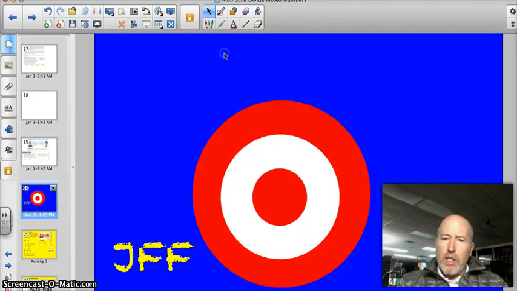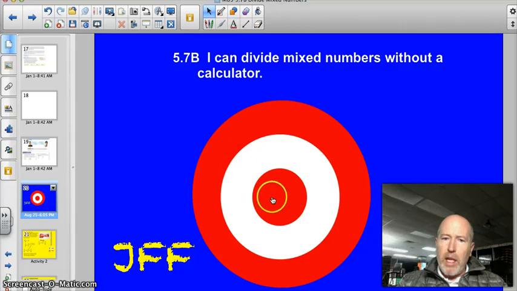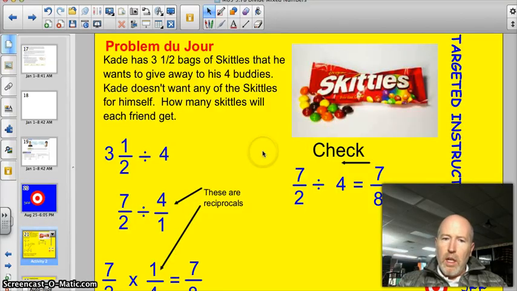All right, tonight officially our target is 5.7b. I can divide mixed numbers without a calculator. Let's do this thing. All right, the problem du jour.